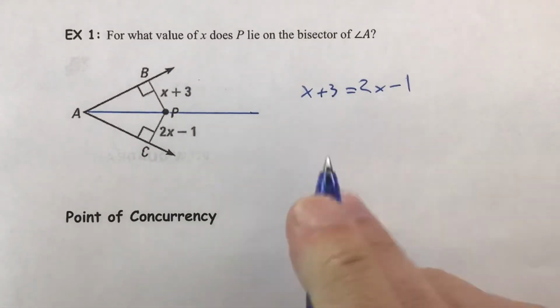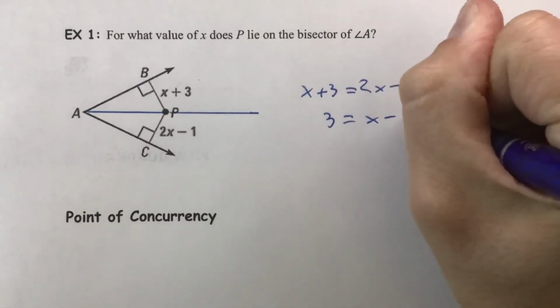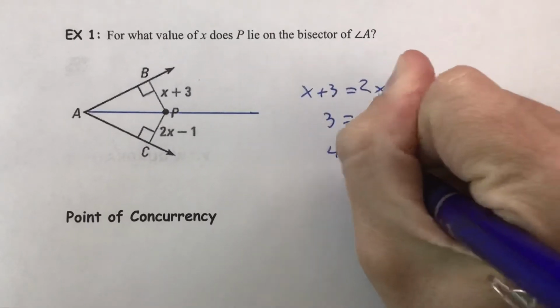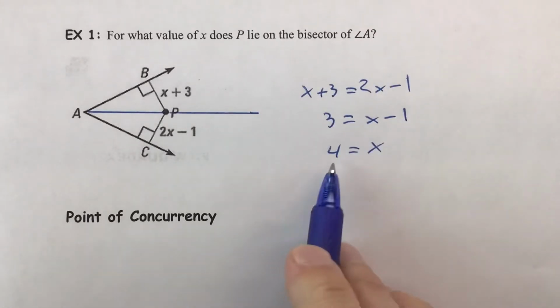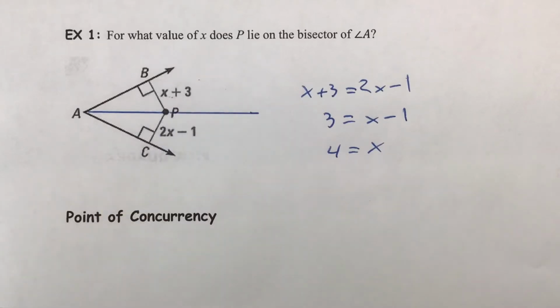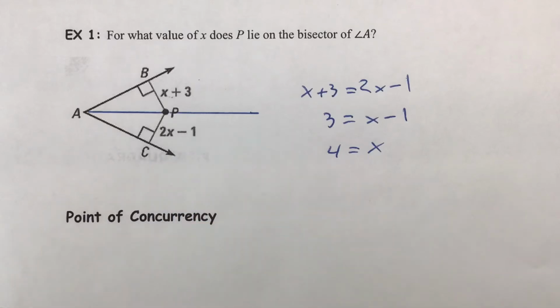Okay, we'll go ahead and subtract x. 3 is going to be equal to x minus 1. Go ahead and add on the 1, and 4 is equal to x. And of course, if you plug it in, you're going to get a 7 when you do 4 plus 3. You get 7, and then here, you'll get 2 times 4, which is 8, minus 1, which is also 7.